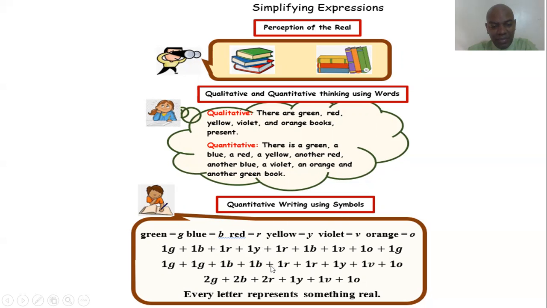This expression can be simplified because you have a green and you have another green there. So you can bring the groups together, group up the greens, group up the blues, group up the reds. So the expression is simplified: two greens, because 1 plus 1 is 2, 2 blues, 2 R's, plus 1 Y, plus 1 V, plus 1 orange. Each letter represents something real, from the real to symbols.